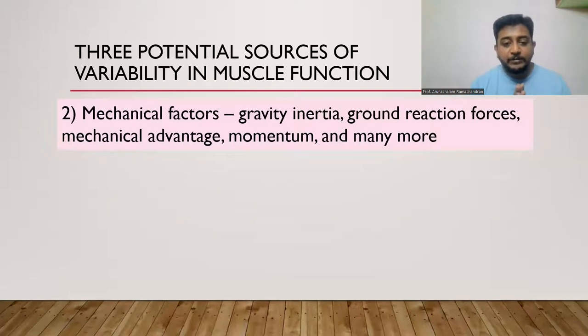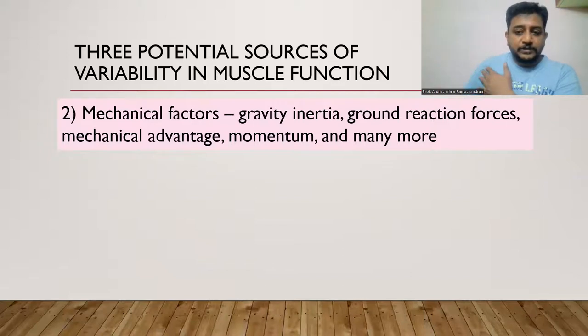For example, a simple example: when I'm standing, if I want to do extension of my shoulder, I need not contract my extensors because gravity is not acting on my shoulder in that direction. So what I have to do is eccentrically control my anterior deltoid to do a shoulder extension from this position, because there is no gravity assistance.